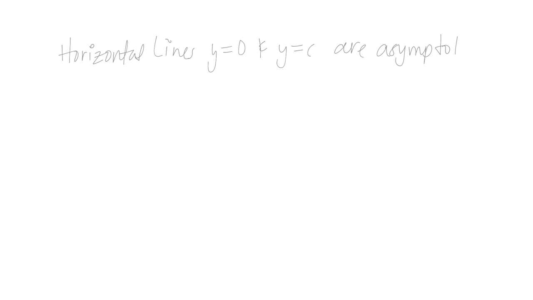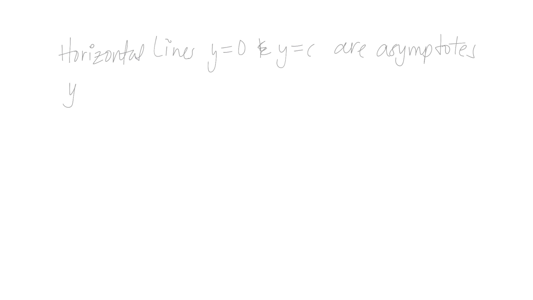All right, so first thing you should know is that we have two horizontal asymptotes. The horizontal lines of y equals 0 and y equals c are asymptotes. That's the same c that you saw on that first slide.